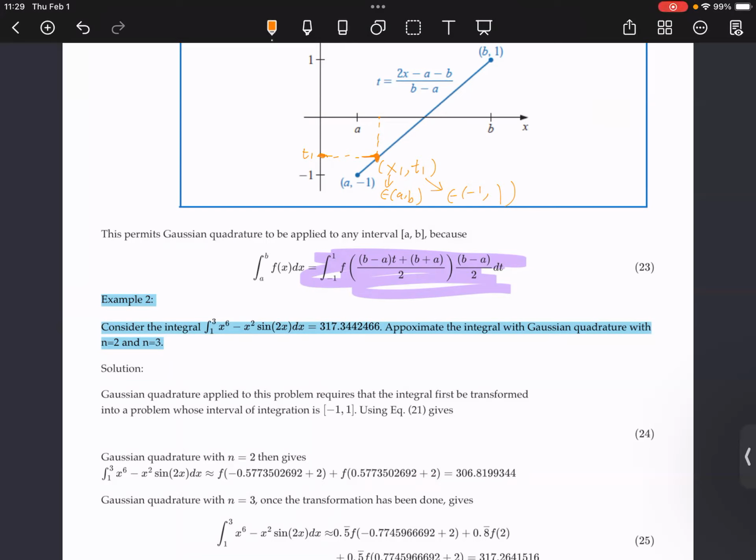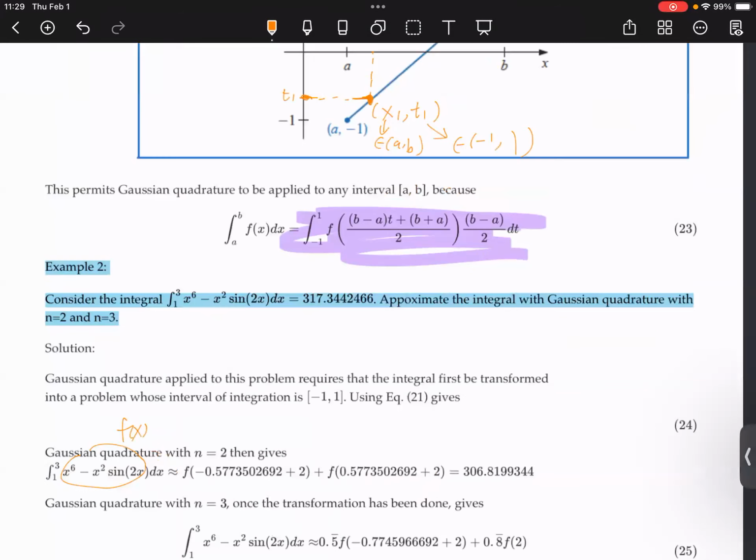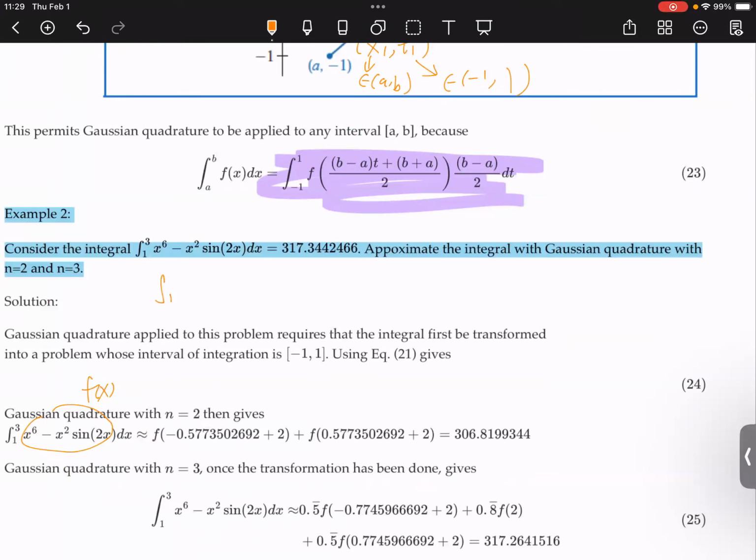So this is the f(x) function, right? What we want to calculate is the integral of f(x) dx. First we need to substitute the right-hand side, the purple one, and get the equivalent expression here. We want to change the interval into -1 to 1, and this is our b and this is our a. So b minus a is just 2.